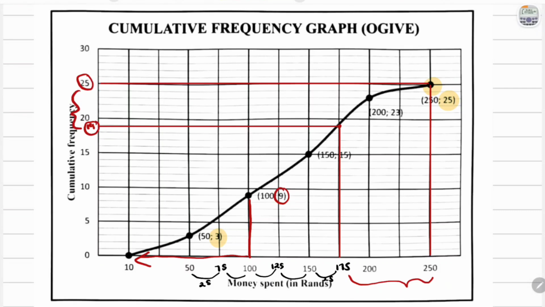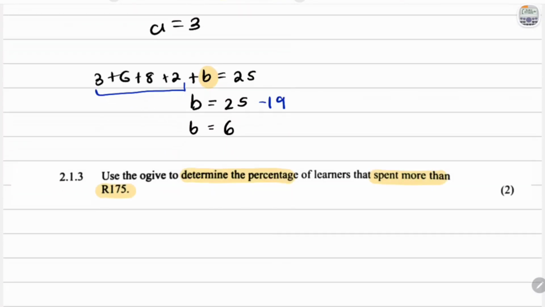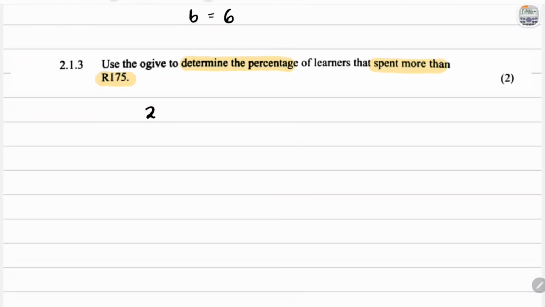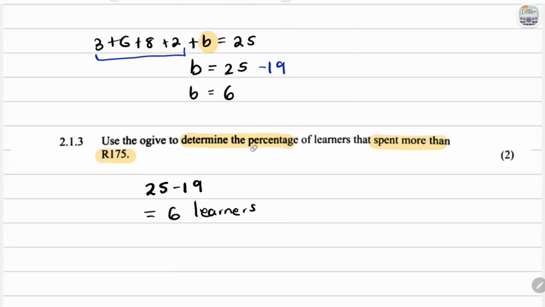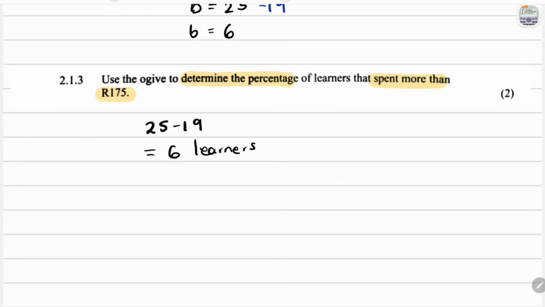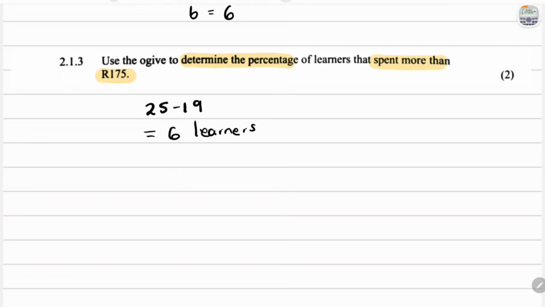So that would be 25 minus 19. That's the calculation we must do there. So 25 minus the 19, which we've actually calculated this before, that gives us 6. So it means that 6 learners spent more than 175. Now, remember that they said that this needs to be put as a percentage. So we're going to say 6 out of how many learners are there? There are 25 learners in total.